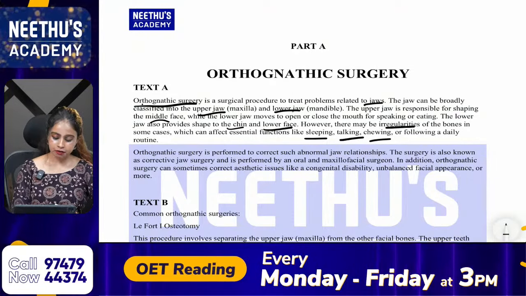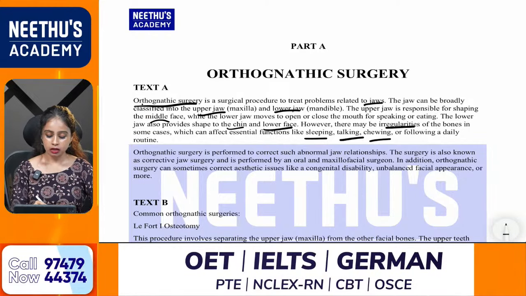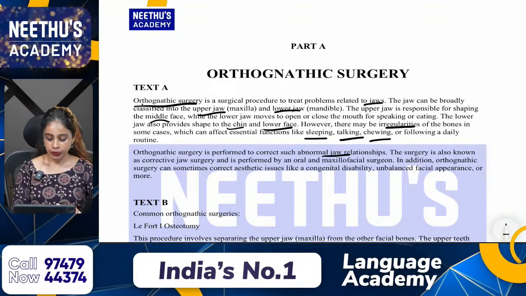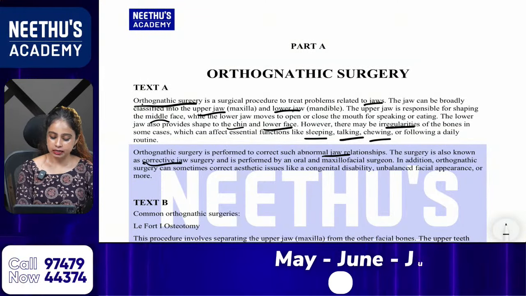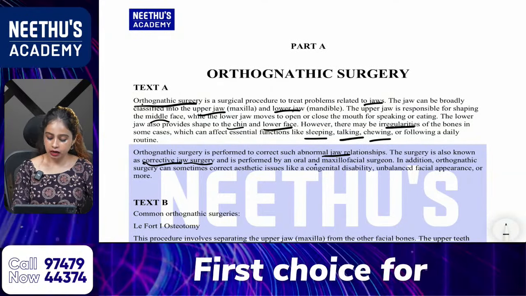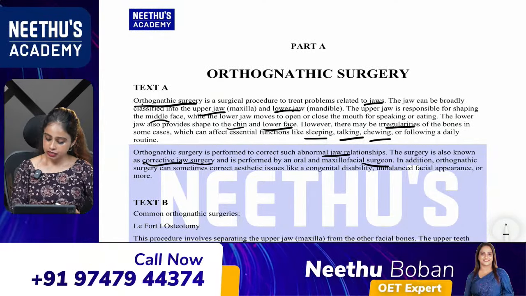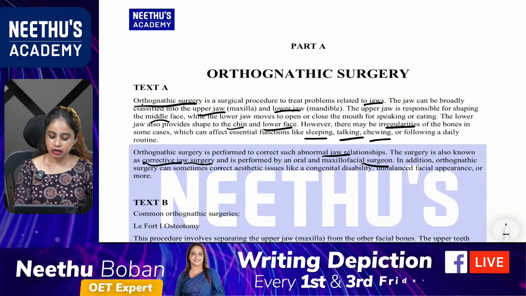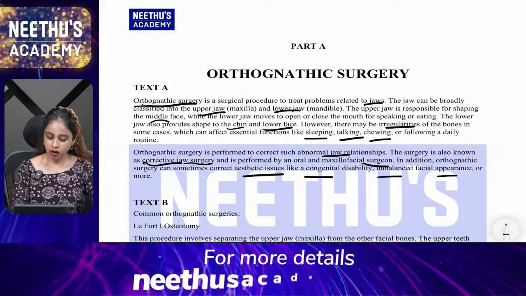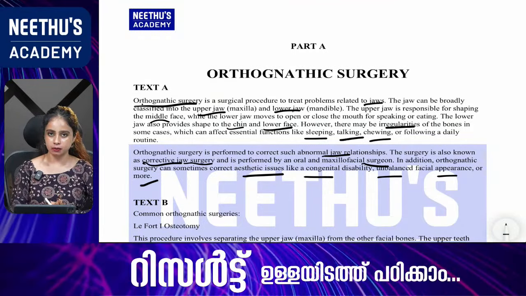Okay, so what about the second paragraph? The name of the same surgery is mentioned there, so you don't have to mark the similar or repeated words. Then, orthognathic surgery is performed to correct abnormal jaw relationships. The surgery is also known as corrective jaw surgery, which is an alternative name for the surgery, and is performed by an oral and maxillofacial surgeon. In addition, orthognathic surgery can sometimes correct aesthetic issues like congenital disability, unbalanced facial appearance, or more. Okay, so these are the keywords which I have marked from text A.